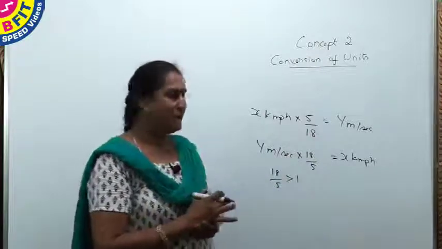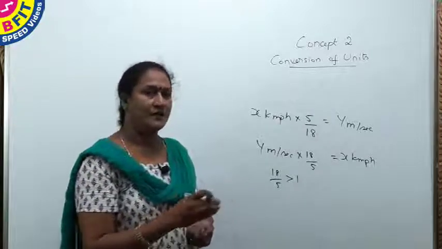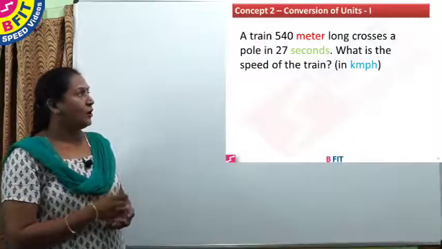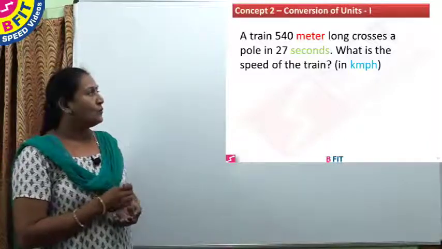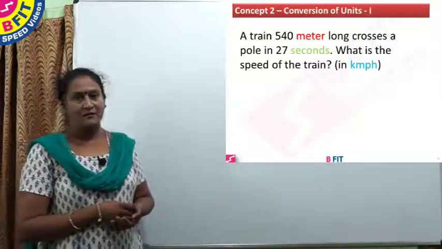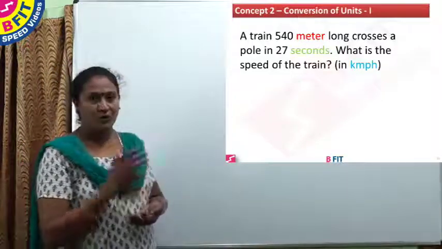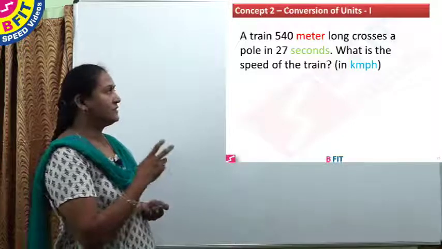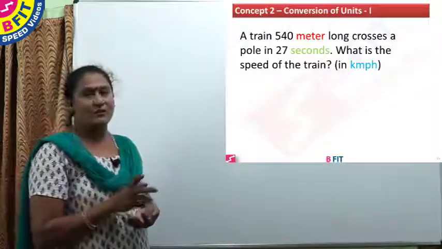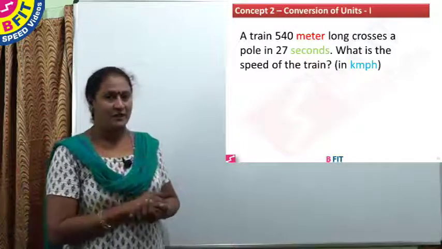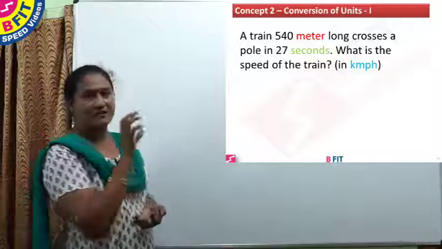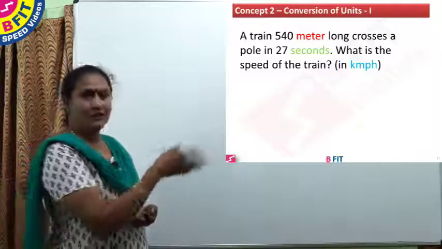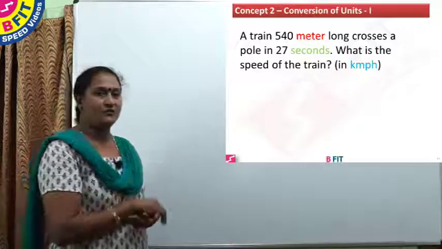We'll see an example of how to use this conversion and work it out. The question is: a train 540 meters long crosses a pole in 27 seconds. What is the speed of the train in kilometer per hour? When you check this question, speed is asked in kilometer per hour, the length of the train is given as 540 meters, and time taken is 27 seconds. When a train is crossing a pole, distance covered will be equal to the length of the train. To calculate the speed, we divide the distance by time, which is 540 by 27. We'll get the speed in meter per second, but we need it in kilometer per hour, so we'll see how to convert these units.